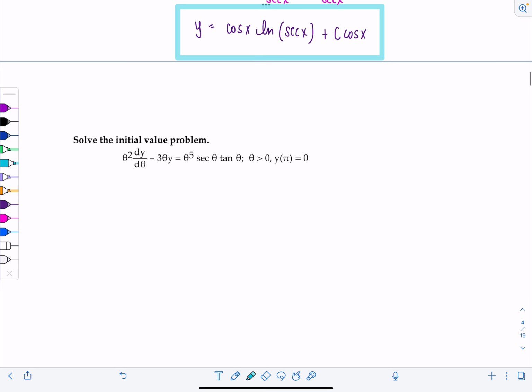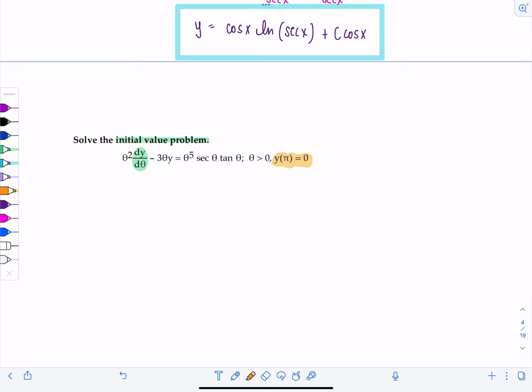Okay. Here's a good one. Solve the initial value problem. So what does it mean? Why is it called an initial value problem? Well, it's a differential equation. You have to solve this first order linear differential equation. And then they gave us an initial condition. That's what makes it an initial value problem, so that we can solve for c.